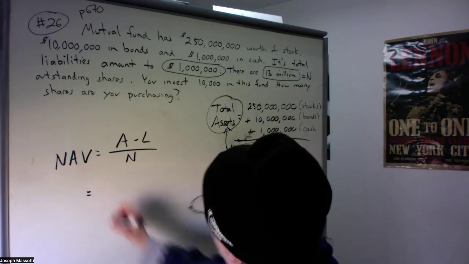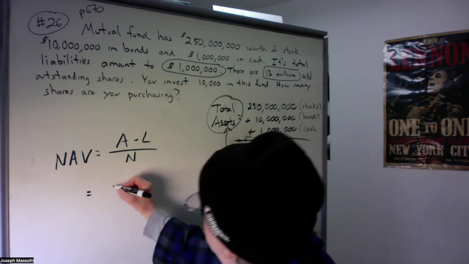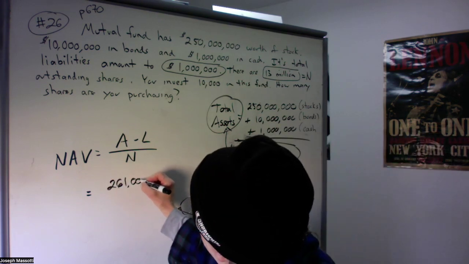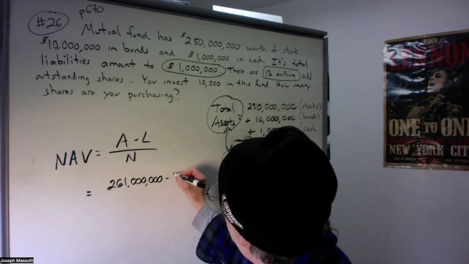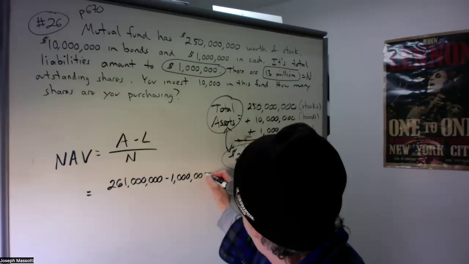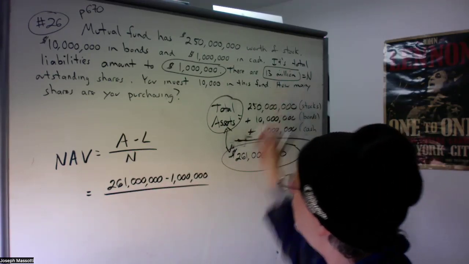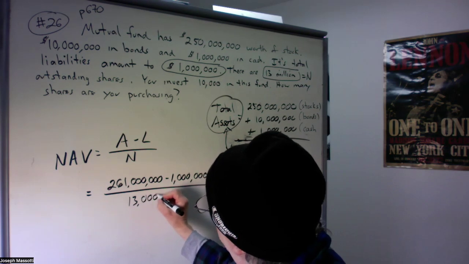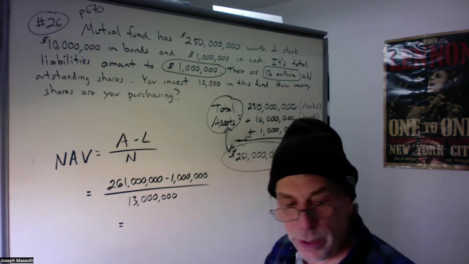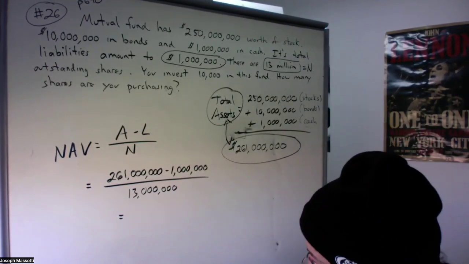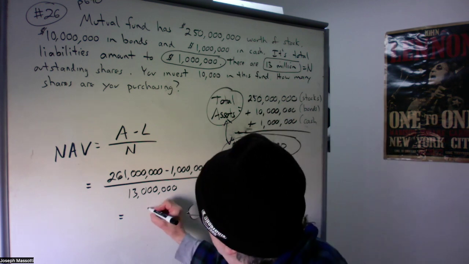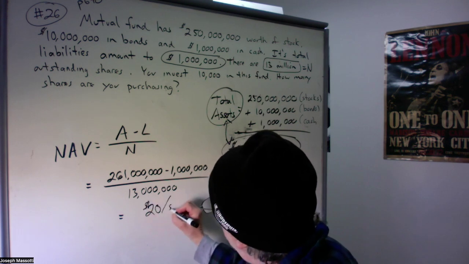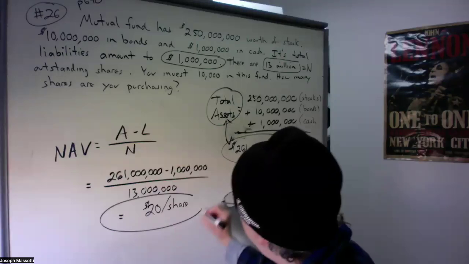So we just determined that our total assets was $261 million. Our total liabilities was only $1 million. And the number of shares outstanding is 13 million shares. So we can find the net asset value: 260 million is the numerator, and we're dividing by 13 million. So we end up with a nice even $20 per share. That's the net asset value.